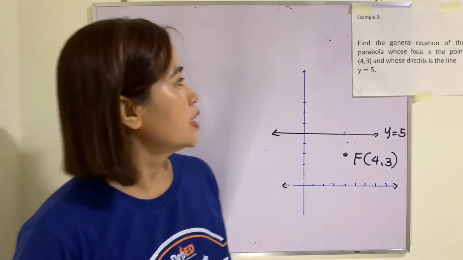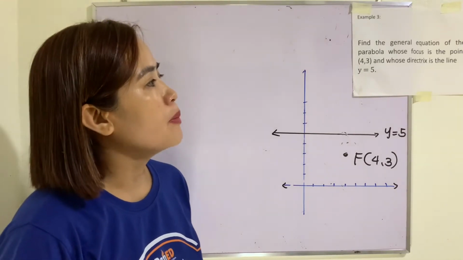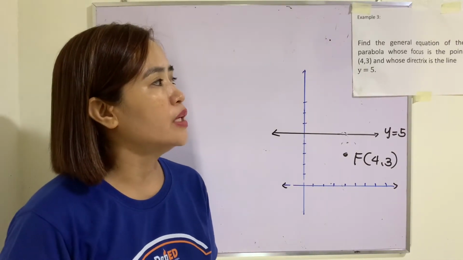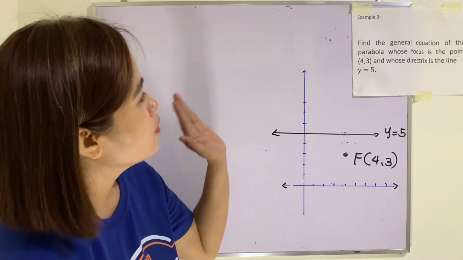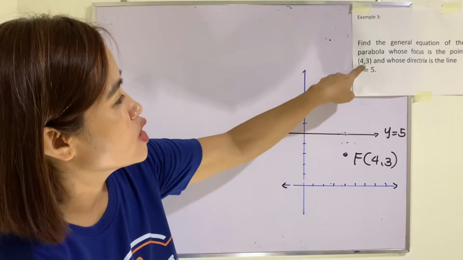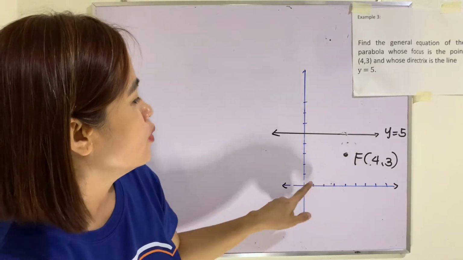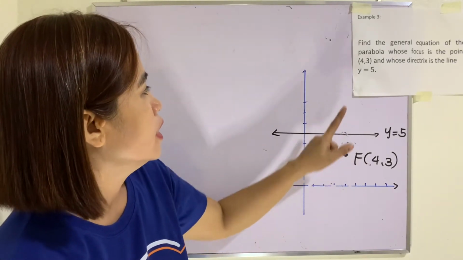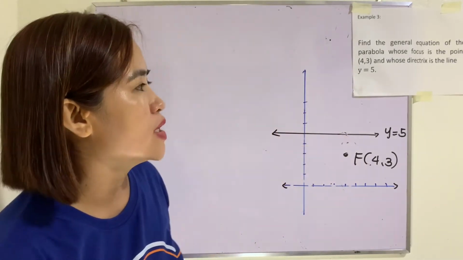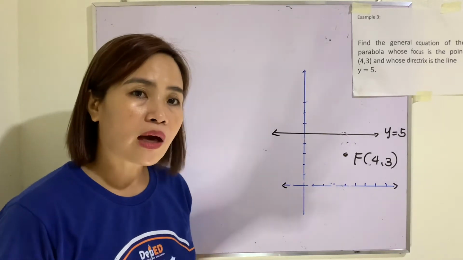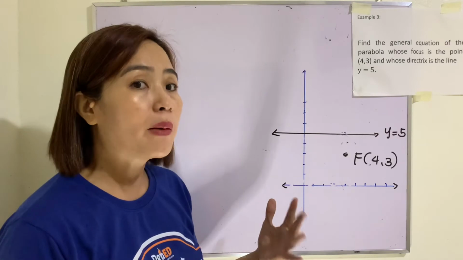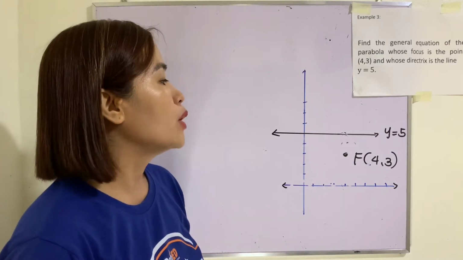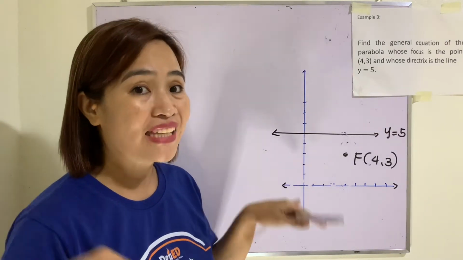Example number 3. Find the general equation of the parabola whose focus is the point (4, 3) and whose directrix is the line y equals 5. I have already located this point, and this is 4, 3, 1, 2, 3, 4, 1, 2, 3. Y is equal to 5. This one is the directrix. We know that directrix is found at the back of the parabola. So meaning to say, our parabola here will open downward.